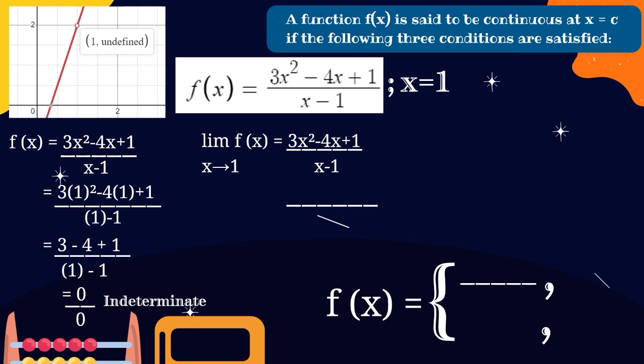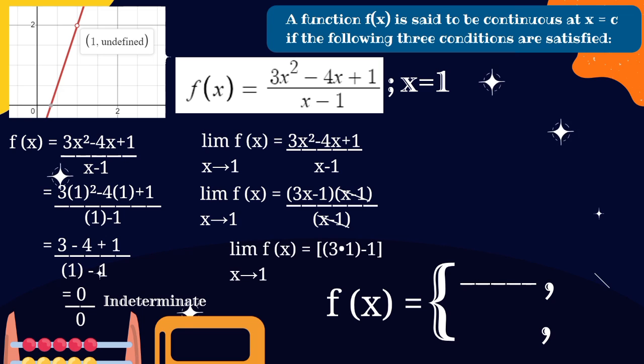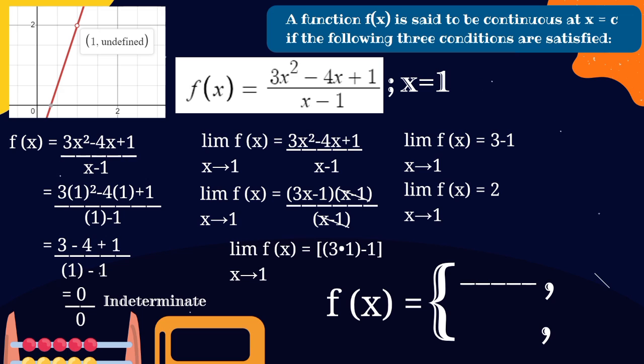For us to eliminate the indeterminate, we need to apply the second condition, which is the limit of f of x as x approaches 1. We simply factor the 3x squared minus 4x plus 1, and that's how we got (3x minus 1) times (x minus 1). We cancel out the same terms, and the only thing left is 3 times 1 minus 1, and the answer is 2. So the f of c is indeterminate, meaning it is discontinuous.